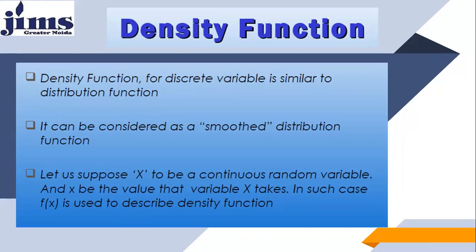So we declare capital X to be a continuous random variable, and small x be the possible value of that capital X. In such a case, fx is used to describe the density function. Look at fx. Whenever fx is written, f is in small letter. Remember this. F is in small letter. If you capitalize this f, then it has a different meaning. So the probability density function of capital X is in short written as fx, where f is small. Capital X is any continuous random variable, and small x is any value that capital X takes, right?